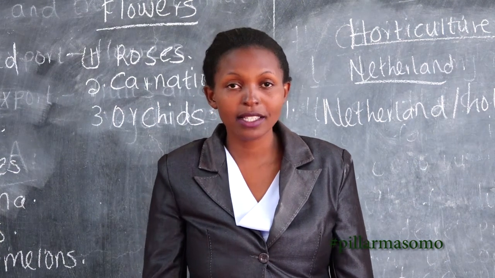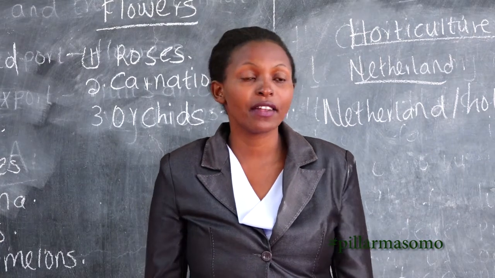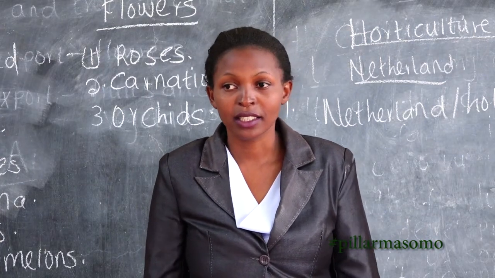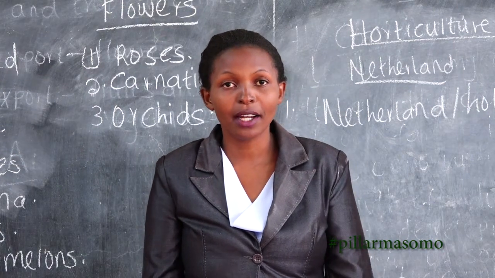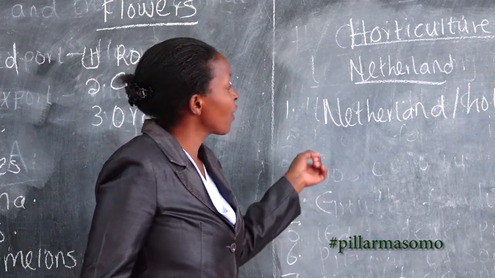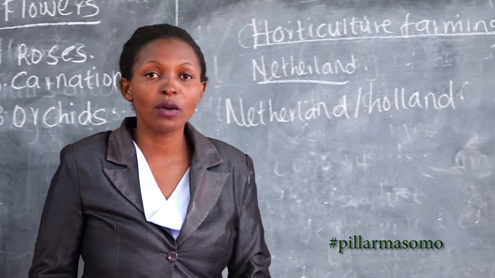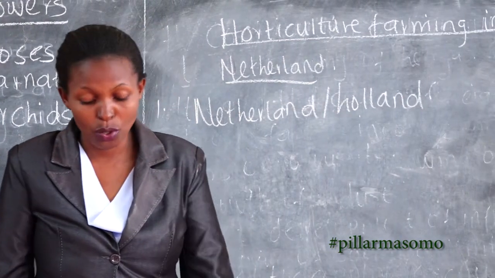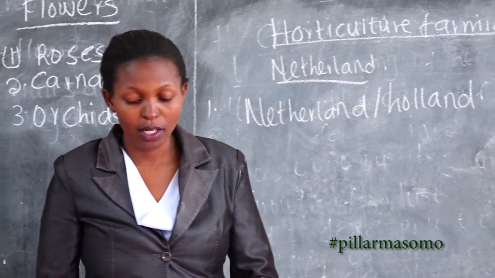Then now our last question: another name for Netherlands is? I know you have already answered. We have said another name for Netherlands is Holland, and it is found in Central Europe, in the continent called Europe.